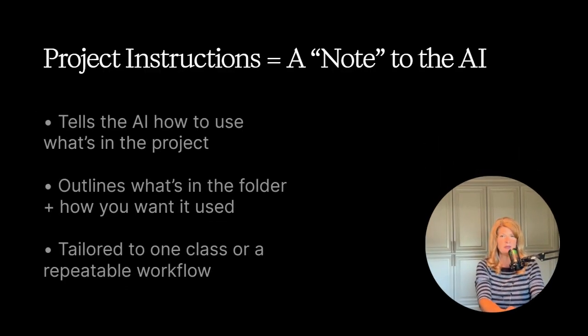So the easiest way for me to explain project instructions is if the project is the folder, the instructions are like a note you leave inside that folder telling the AI how to use everything that's in the folder. So kind of like an outline of what is in the folder and how you want it to be used. You're setting it up for one specific class or one repeatable task you do on a regular basis.